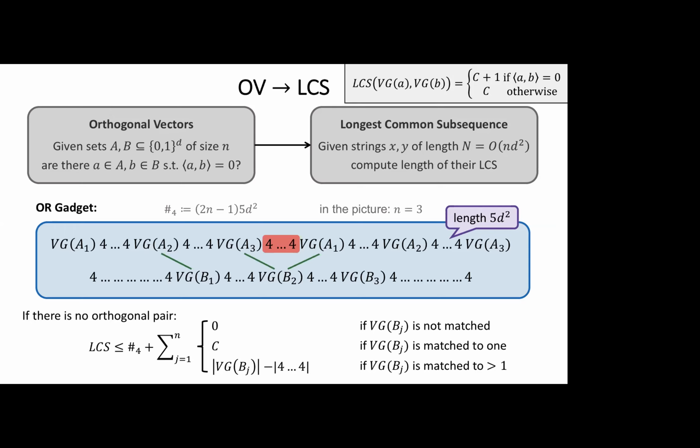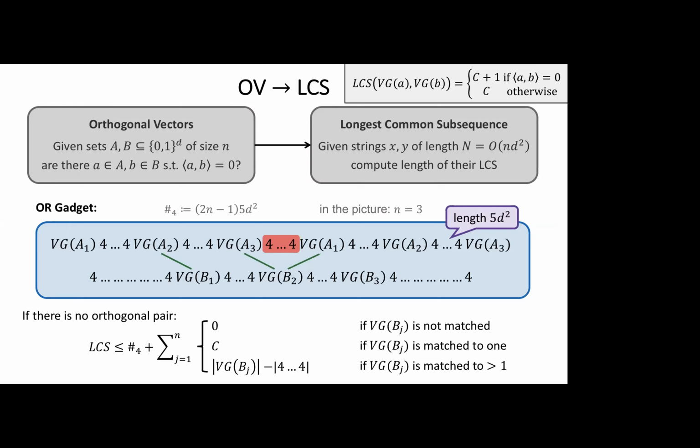And the remaining case is that symbols of this vector gadget bj are matched to different vector gadgets in the top string, like in the middle in the picture. Then we don't really know what happens to the vector gadget. Could be that all of the symbols in the vector gadget are matched. But what happens then is that this blocks one of the paddings of symbols four in between. And if we block such a block of fours, we cannot match it anymore, so we actually want to subtract it from our initial bound of we match all the fours.